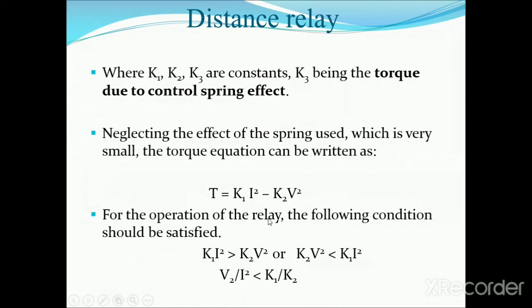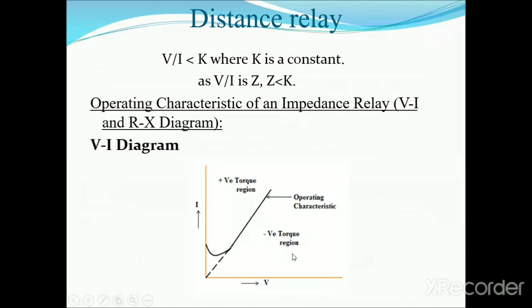For the operation of the relay, the following condition should hold: K1 I square is greater than K2 V square, or K2 V square is less than K1 I square. That is, the torque produced due to the current winding is greater than the torque produced due to the voltage winding. So V square by I square is less than K1 by K2, and then V by I is less than K, where K is a constant. The ratio of V by I is called Z, where Z is less than K.